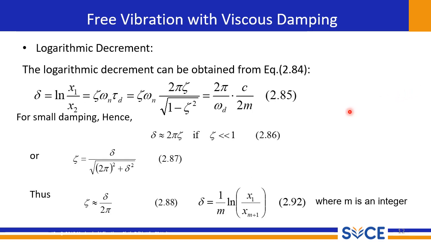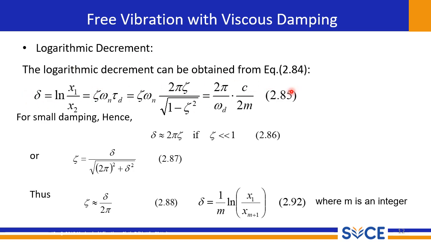When dealing with underdamped systems, we often want to quantify how quickly the oscillations decay. The logarithmic decrement is useful for measuring the damping. Logarithmic decrement, denoted by the Greek letter delta, is defined as the natural logarithm of the ratio of two successive peak amplitudes x1 and x2 in a free vibration. This equation shows how we can calculate logarithmic decrement in different forms.